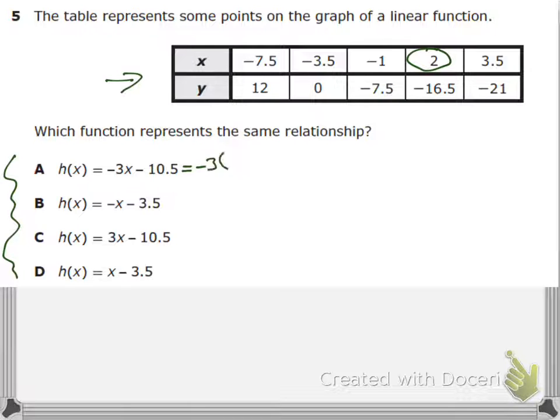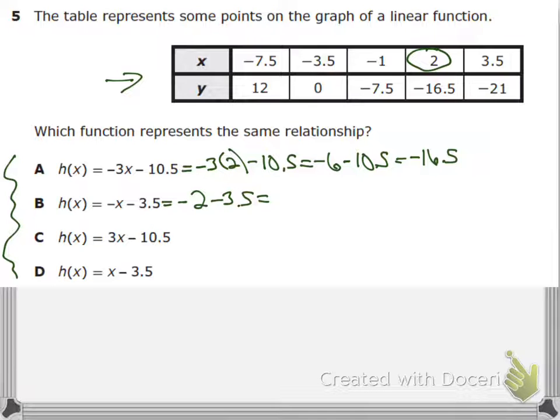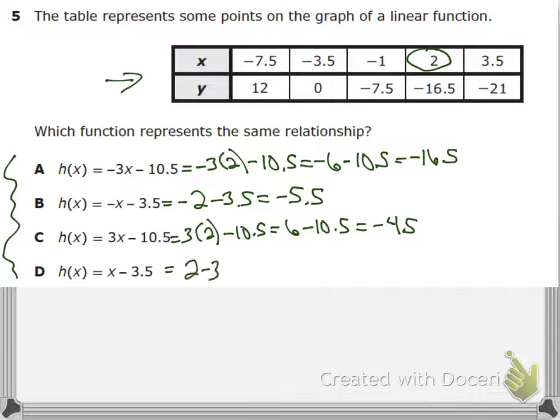now gives me negative 3 times 2 minus 10.5. Negative 3 times 2 is negative 6, minus 10.5 equals negative 16.5. Plug in, this starts with a negative sign, put my 2 in, minus 3.5. Negative 2 minus 3.5 is negative 5.5. 3 times 2 minus 10.5 equals 6 minus 10.5, which is negative 4.5. And then 2 minus 3.5 equals negative 1.5.